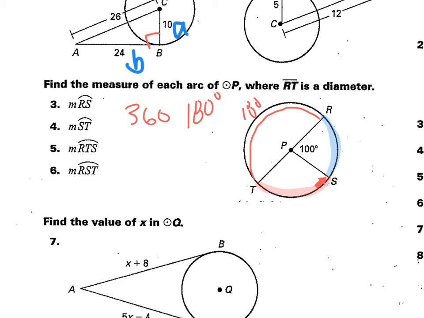And number 6, RST. Use some common sense. If this is 180, that half, well, what do you think this half would be?